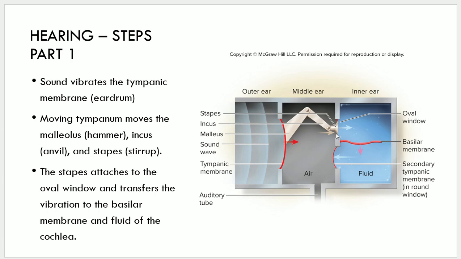And there's going to be fluid on the other side. So when the stapes moves, it actually makes a wave of fluid going this way, and it comes around and makes more waves this way towards the round window. So, oval window up here, movement from the stapes causes a wave, and that wave goes this way as well. Secondary tympanic membrane and round window.